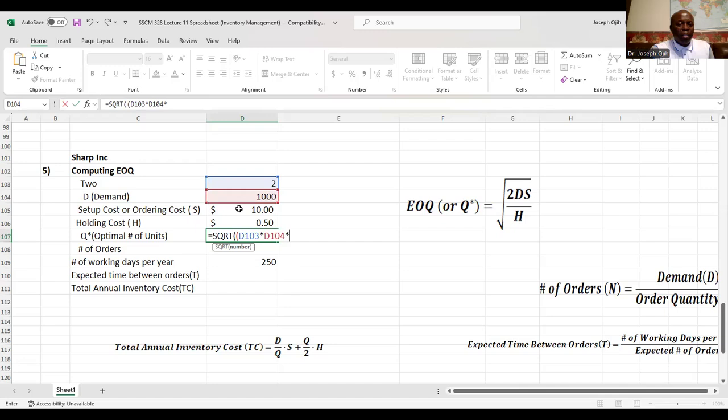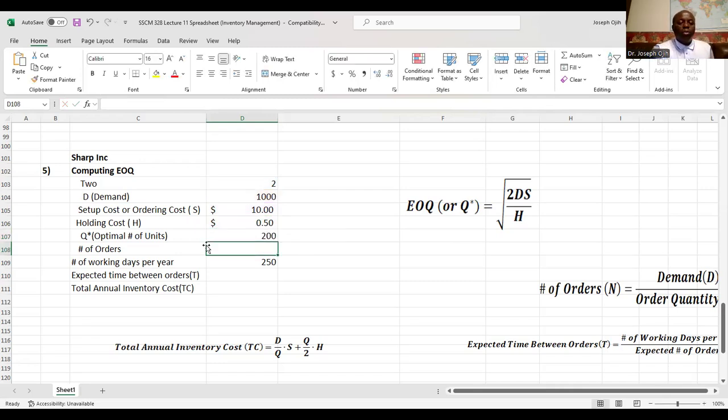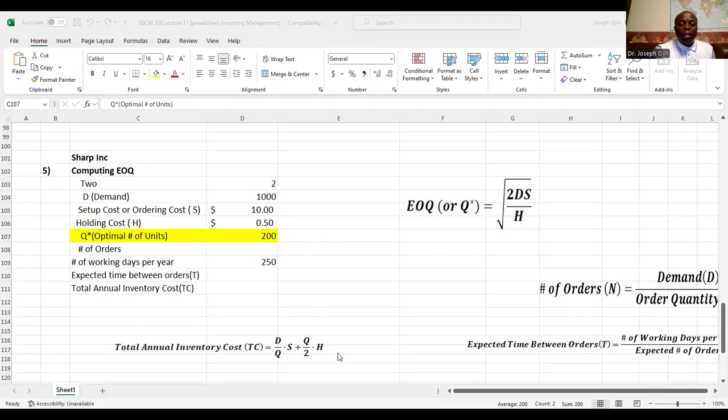S, and S is right here, $10. Close it. And it says to divide it by H. Divided by H. Our H is 0.05. Then you close the parenthesis. Now, if we press the enter key to give you the answer, it's 200 units. 200 units, okay? Which is the same unit amount we got in our PowerPoint presentation, 200 units.